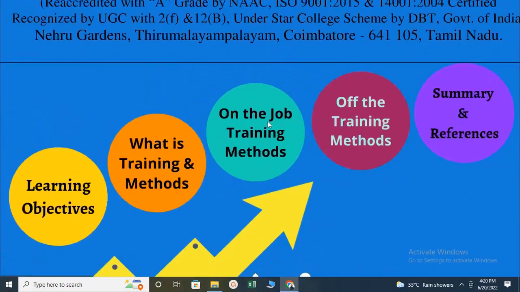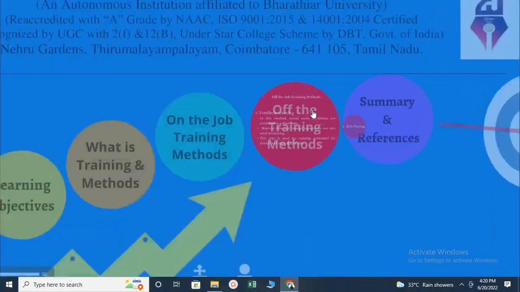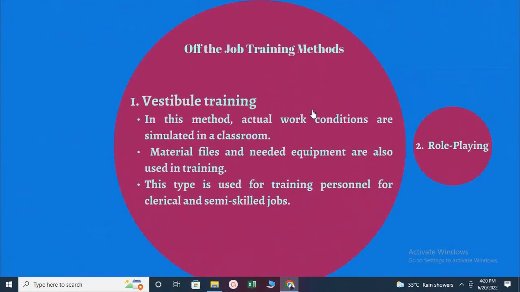Now let's see what the off the job training methods are. Off the job training method: vestibule training. What is vestibule training? In this method, work conditions are simulated in a classroom. It is like a classroom way of training. Whatever materials and equipment are used for the training are used like simulations.